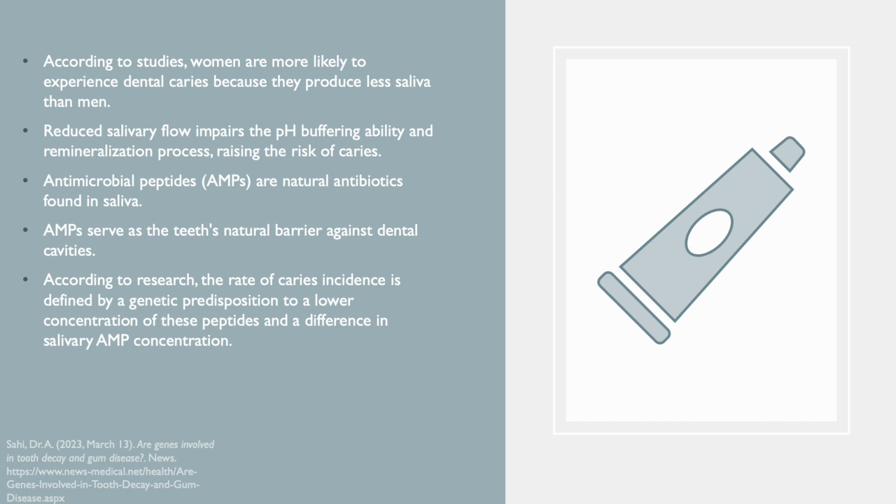So this study has found that the rate of caries showing up in individuals was defined by a genetic predisposition. Not only did some of them have a lower concentration of the antimicrobial peptides in their saliva, but some of them also had a different concentration, which means some had more than others of the antimicrobial peptides in the AMP concentration.